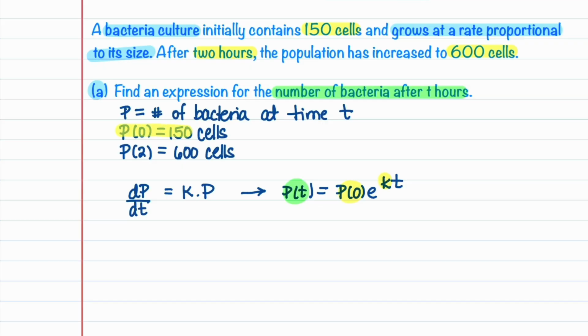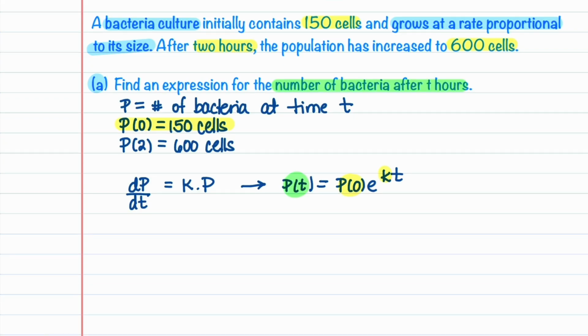We were already told that P of 0 is 150 cells, and then we can use the fact that P of 2 is equal to 600 to find k. Let's start by just plugging in what P of 0 is. So we have P of t is P of 0, which is 150, times e to the kt.